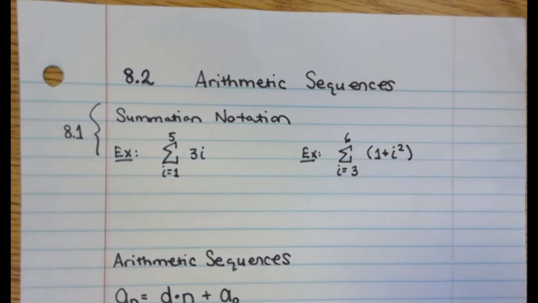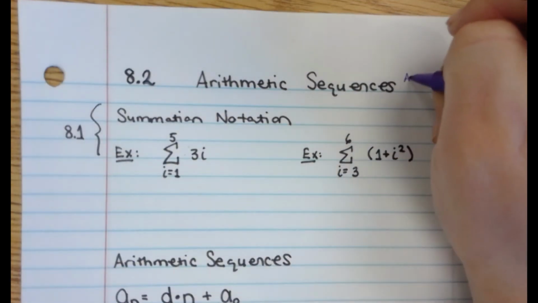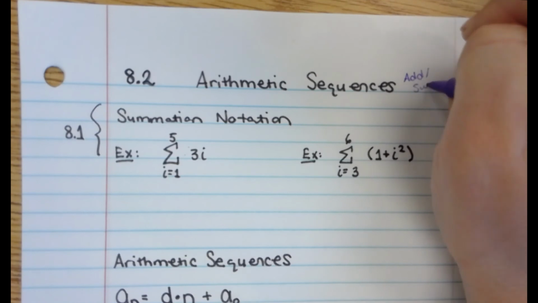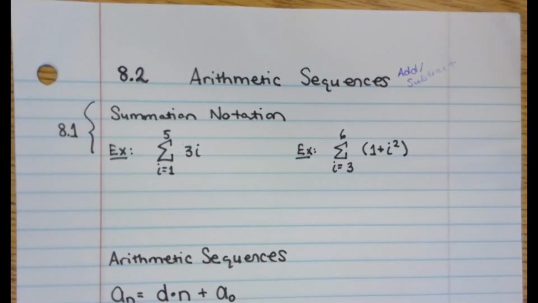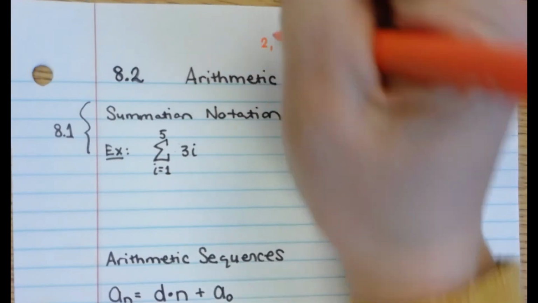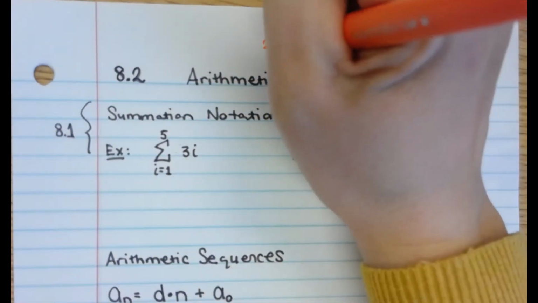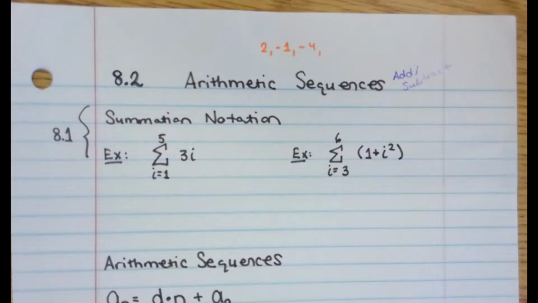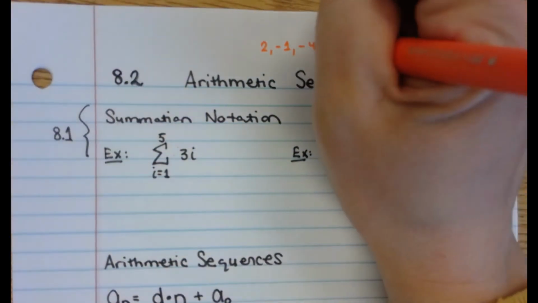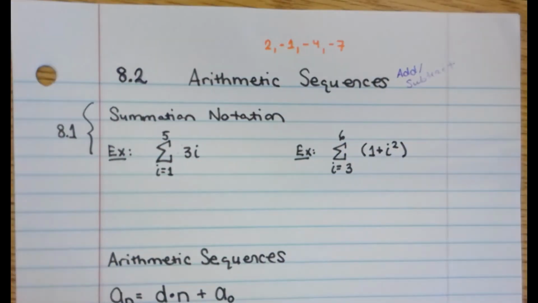What that means is I'm going to add or subtract the same number every time for my sequence. For instance, maybe I would like to start with the number 2, and I want to subtract 3, and I go down to -1. I want to subtract 3 again, and I go down to -4. I subtract 3 again, and I go down to -7. So this is an example of a sequence that is arithmetic.